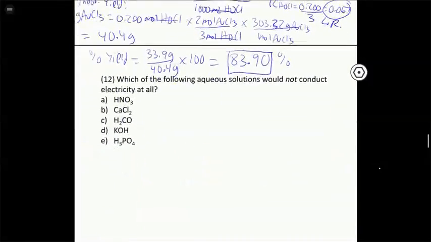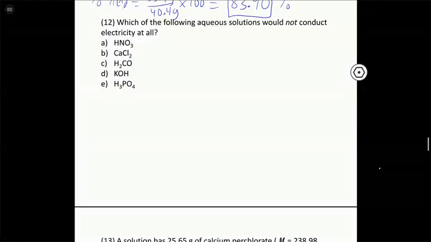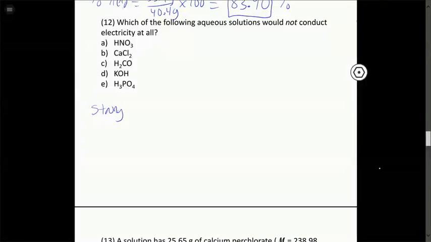All right, number 12, we're now squarely into Chapter 6 topics. Which of the following aqueous solutions would not conduct electricity at all? Remember that when we have aqueous solutions, there are basically 3 different types we can have: strong electrolytes, weak electrolytes, and non-electrolytes. All right, so those are the 3 possibilities: strong, weak, and non-electrolyte.